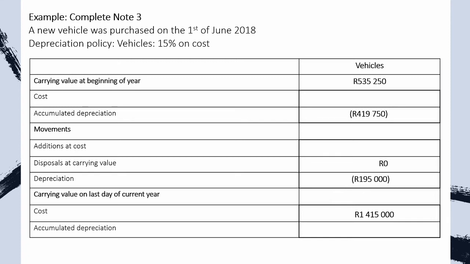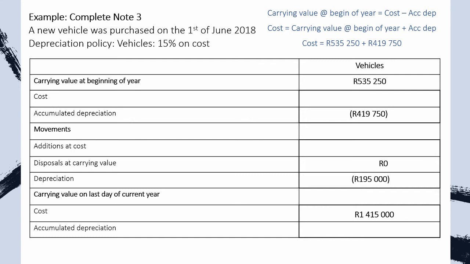Okay, so let's have a look. We can already start solving some sums here. All right. We know that carrying value at the beginning of the year equals cost plus accumulated depreciation. So now they've given us the carrying value and they've given us accumulated depreciation, so we need to calculate cost. So we say cost equals carrying value at the beginning of the year plus accumulated depreciation. Okay, so cost equals 535,250 plus the 419,750, which will now give us 955,000.